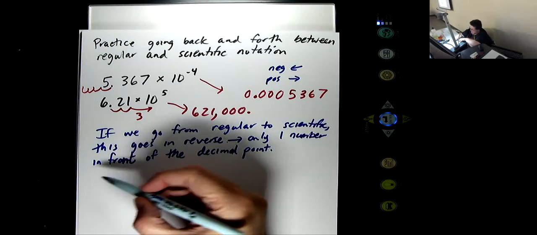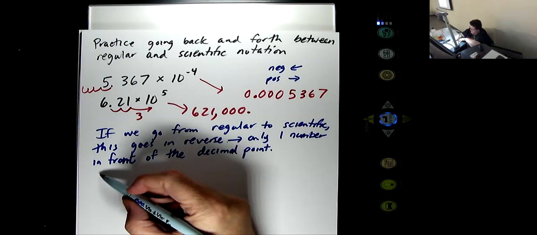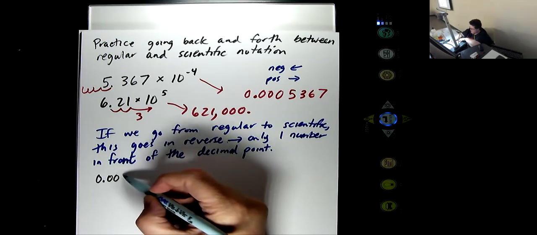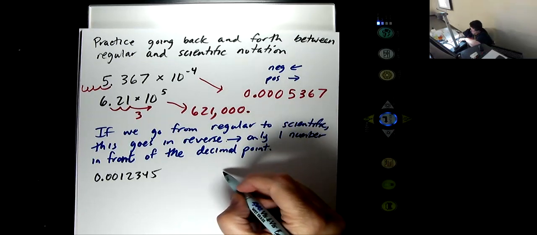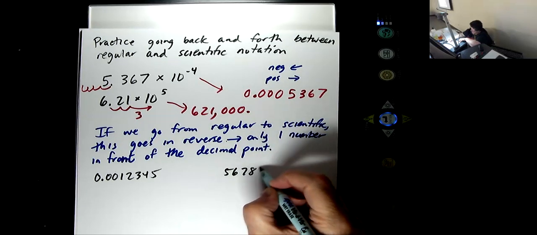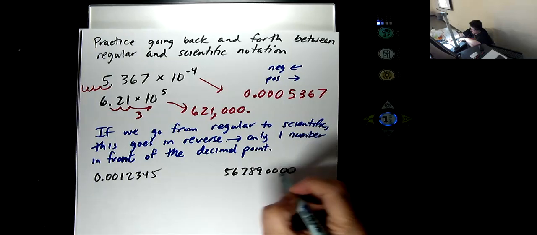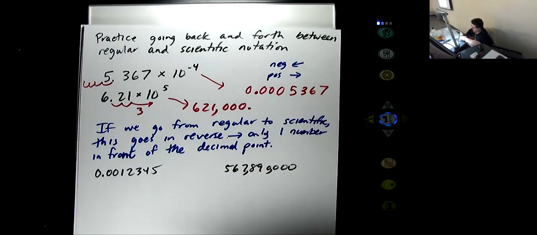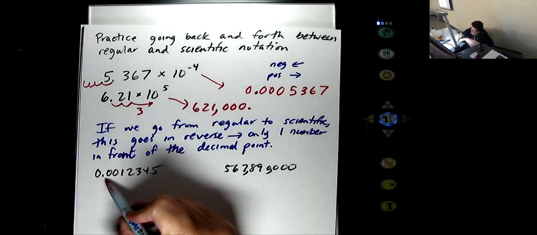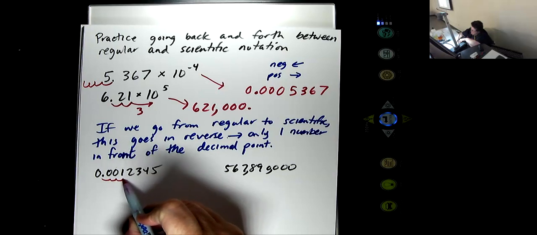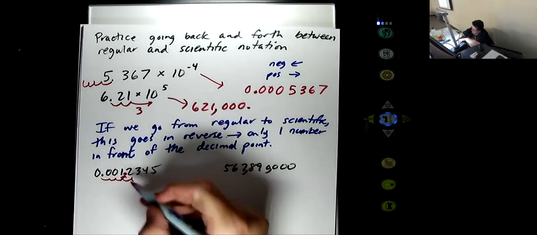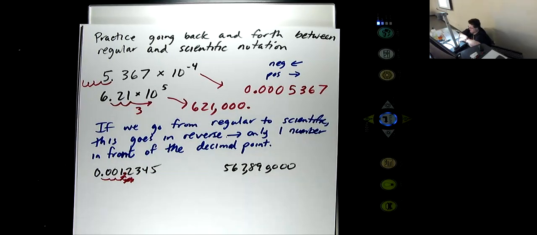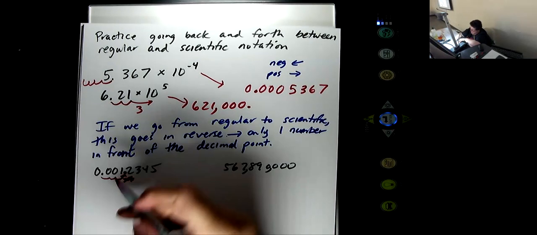So if I had 0.001234 and if I had 5, 6, 7, 8, 9, 0, 0, 0, 0. The way to go into scientific notation is move the decimal point right, counting how many times you do until there's only one number in front of it. I went too far. I got excited. So I moved this 3 times.